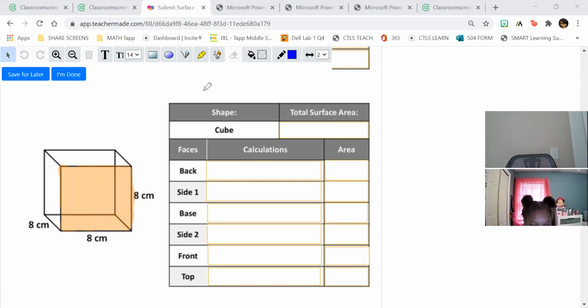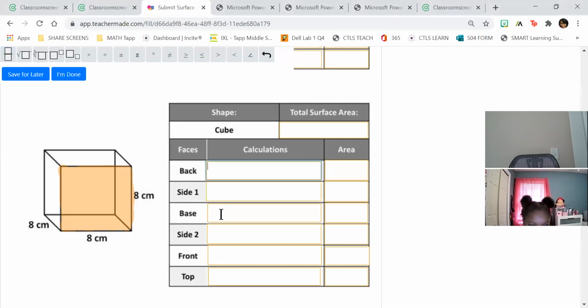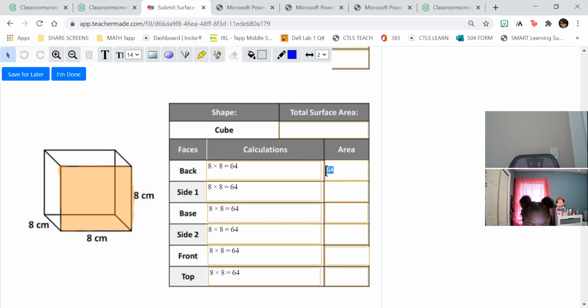So I see here that I have a base. The square's base is 8 and the height is also 8. So that means each one of these is 8. I'm going to click the multiplication symbol. 8 times 8 equals 64. And because this is a square, all of these faces are the exact same. So I am putting my area of 64 for all of these faces.